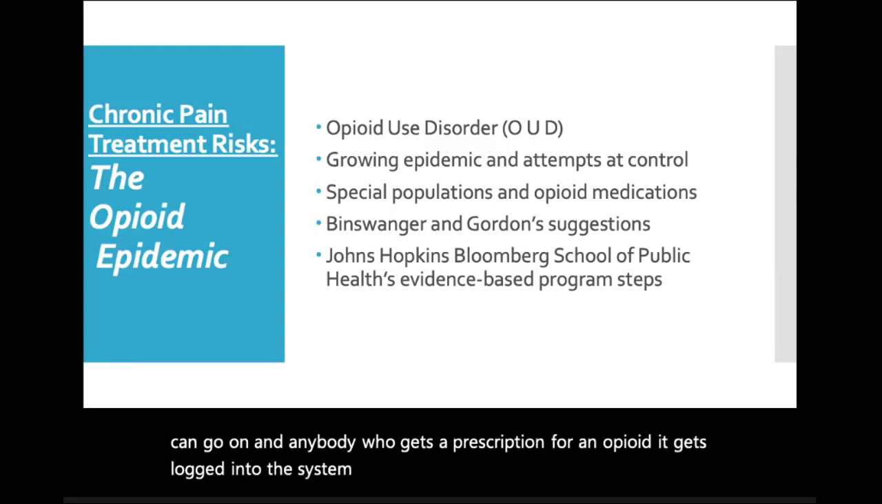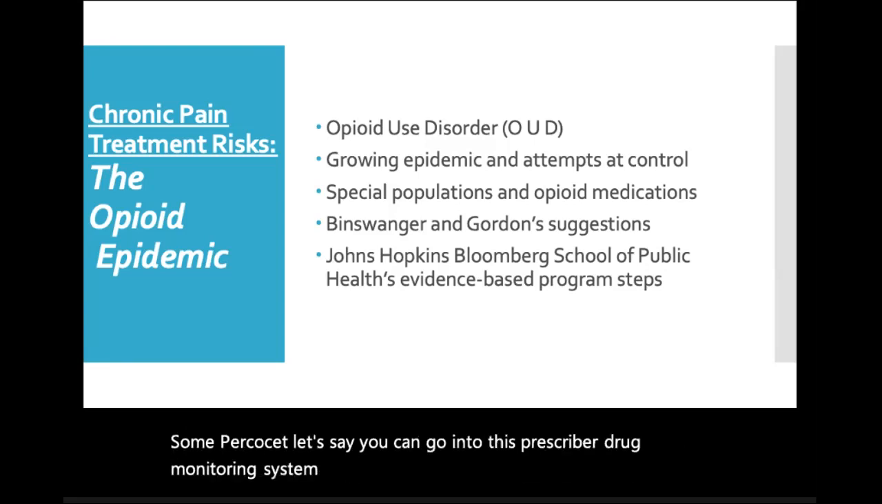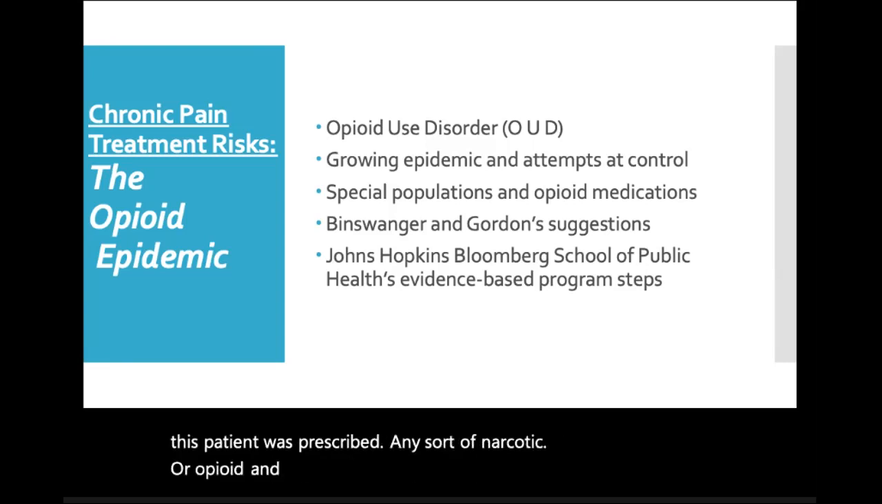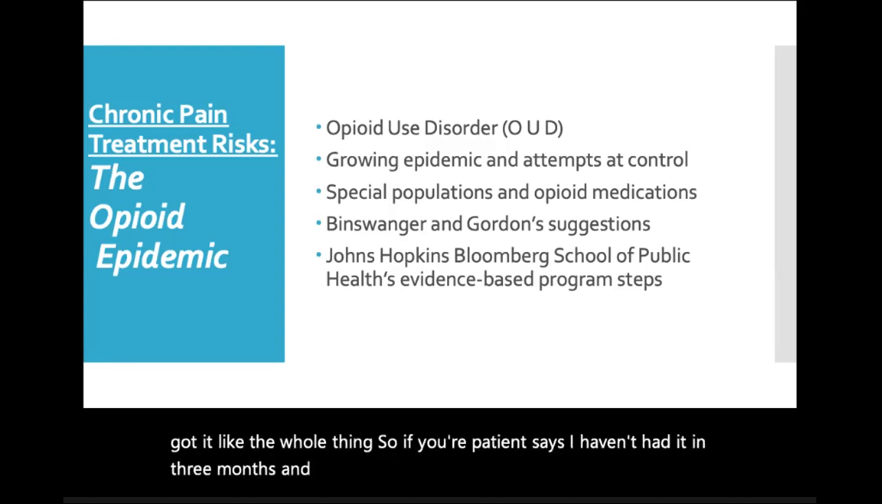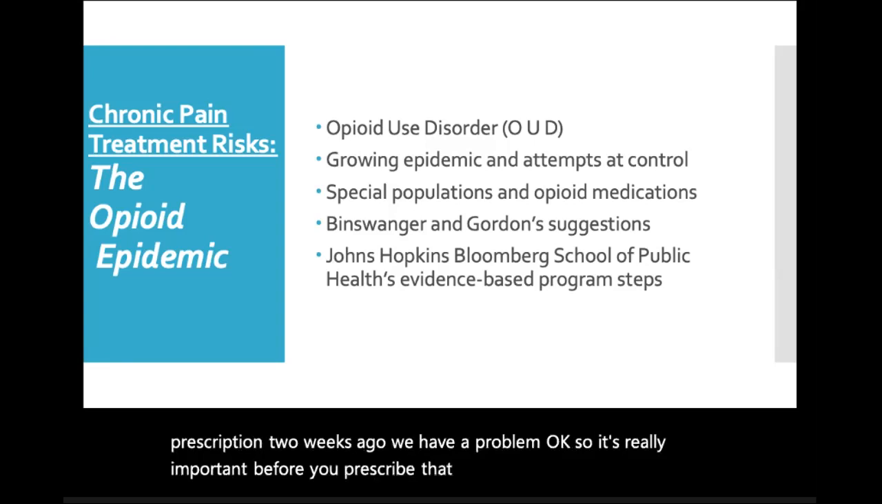So before you go to prescribe your patient some Percocet, let's say, you can go into this prescription drug monitoring website and look up to see when the last time this patient was prescribed any sort of narcotic or opioid. And it'll tell you when, how many, who, what date, where they got it, the whole thing. So if your patient says, oh, I haven't had it in 3 months, and meanwhile you look it up and they just got a prescription 2 weeks ago, you know we have a problem. So it's really important before you prescribe that you go onto this website and check it out.